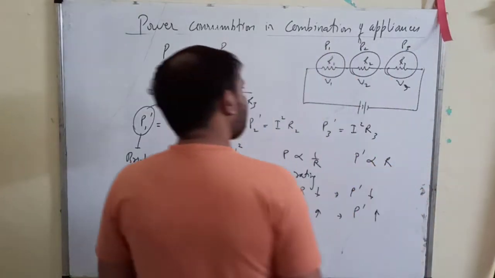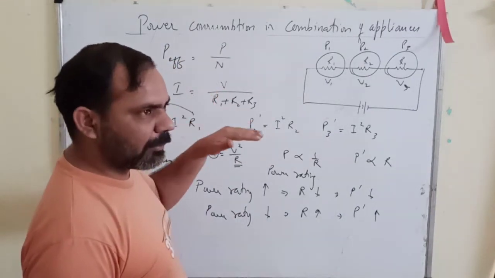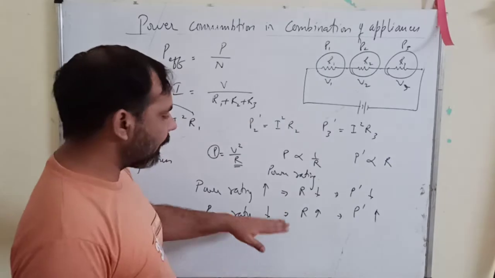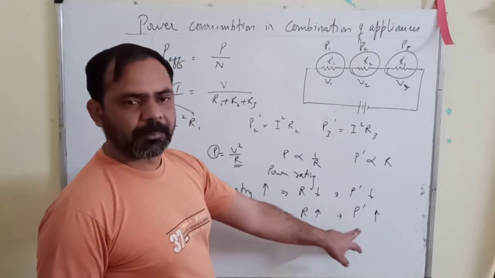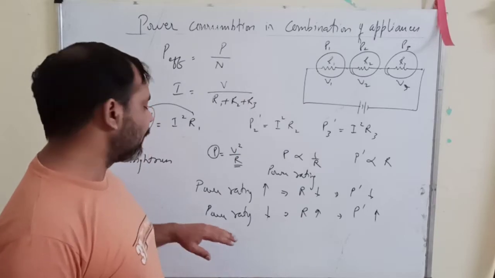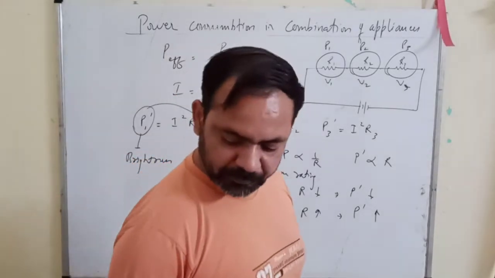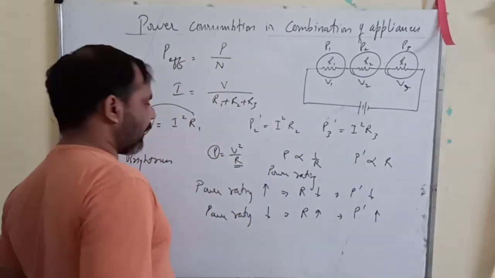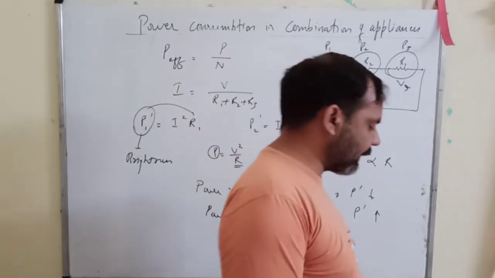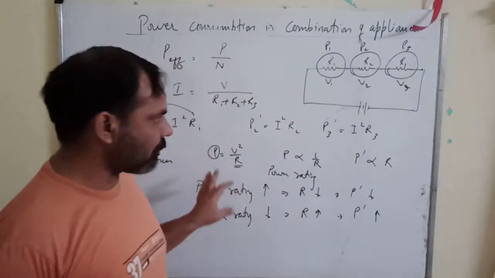So if the current increases beyond the permissible value, which bulb will fuse first? It will be the bulb glowing with maximum brightness, and in series combination that is the bulb with the lowest power rating. Okay, this is the concept. Now, if you have any doubt in this series combination, let me know.